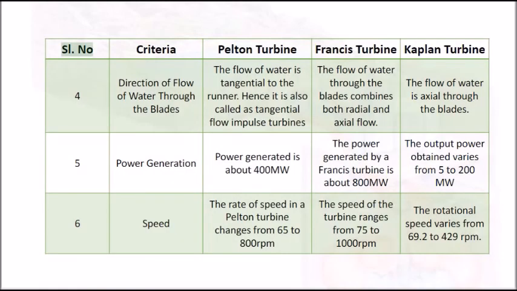4, Direction of flow of water through the blades. The flow of water is tangential to the runner. Hence it is also called as tangential flow impulse turbines. The flow of water through the blades combines both radial and axial flow. The flow of water is axial through the blades.